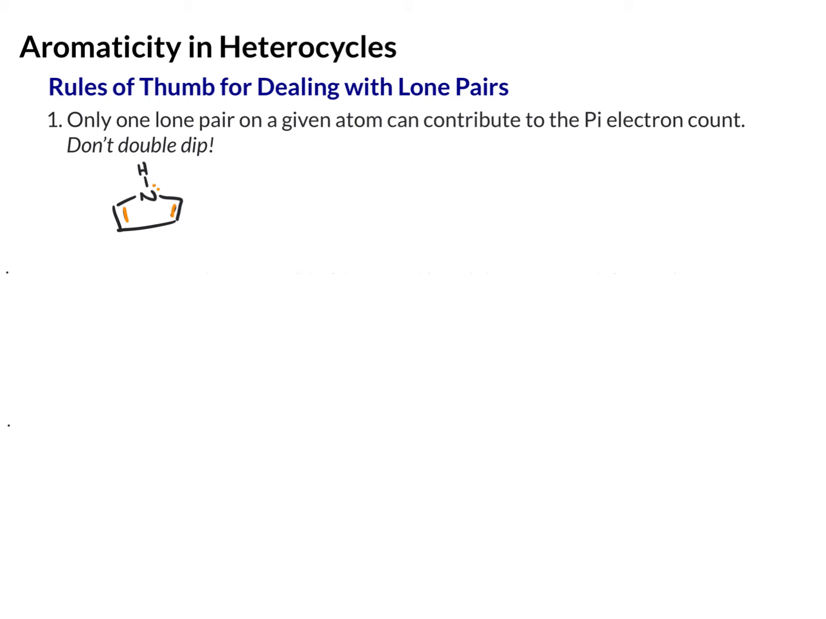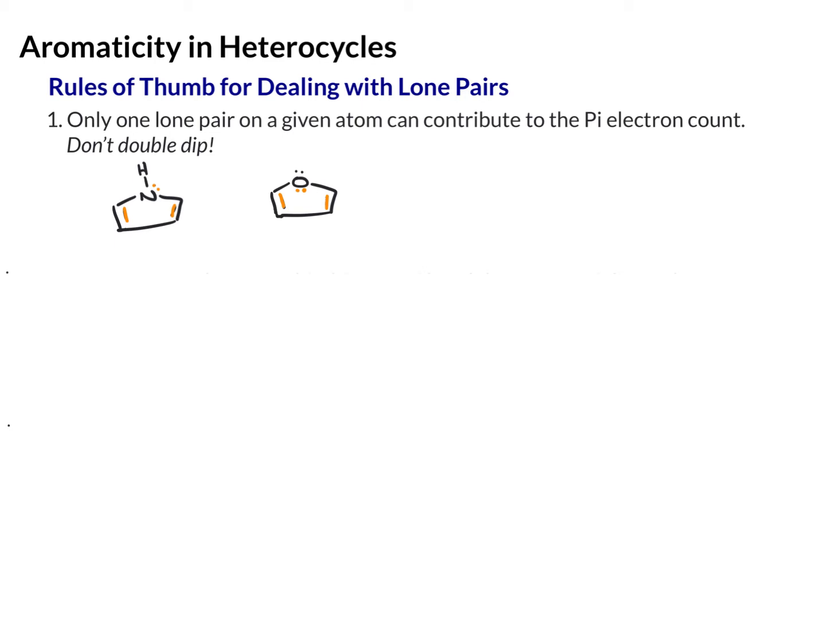But if we look at something like furan, where we have an oxygen instead, the oxygen has two lone pairs. But when doing your pi electrons and putting this in p orbitals, only one lone pair can go into a p orbital to contribute to the aromatic ring. Even in a case where you might want to count two.